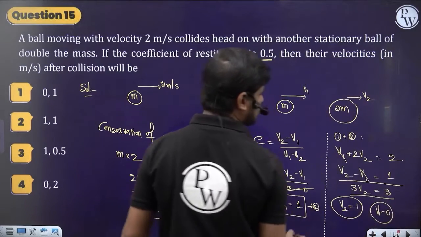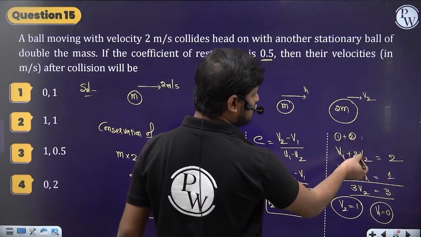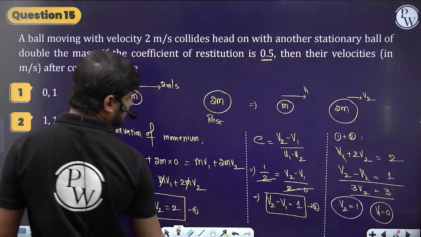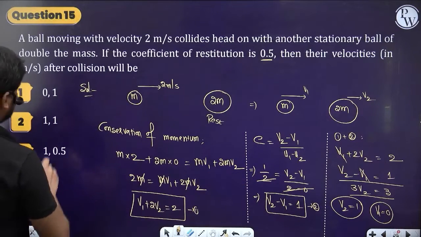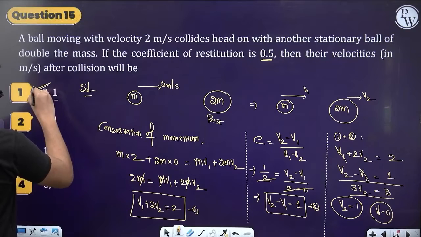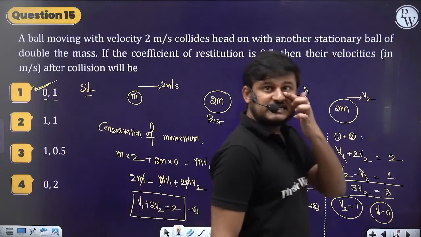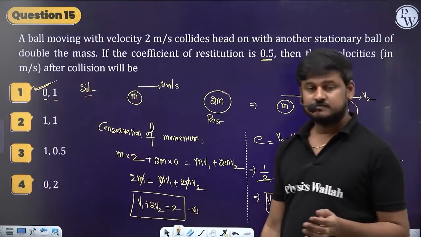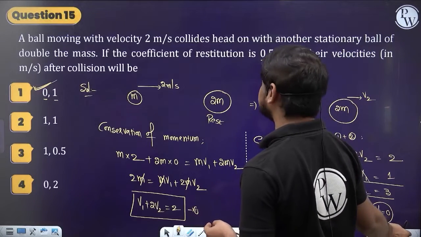Yes or no? If you substitute V2 as 1, 2 minus 2 is 0. Yeah. So V1 is 0, V2 is 1. So option 1 is the correct answer, guys. Clear? Chalo. Let's go further.